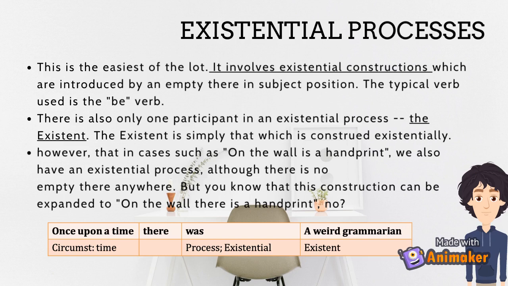Existential processes. This is the easiest of the lot. It involves existential constructions, which are introduced by an empty "there" in subject position. The typical verb that is used is the be verb. So, every time you see an existential construction, you have an existential process. So simple. There is also only one participant in an existential process. It is the existent. The existent is simply that which is construed existentially.